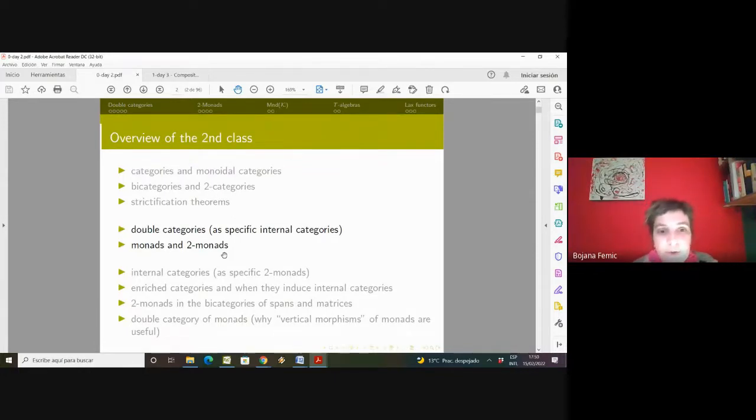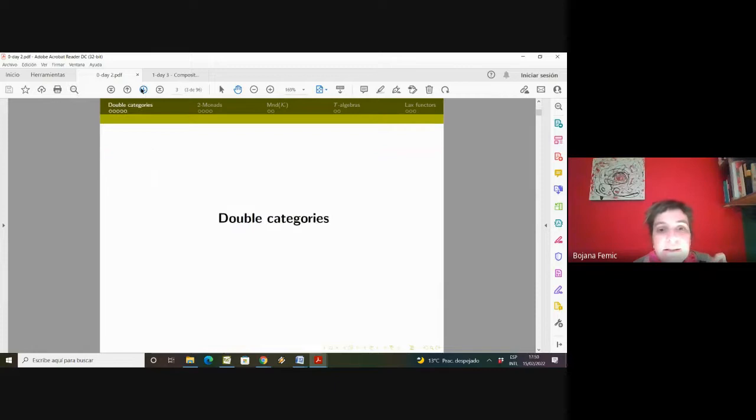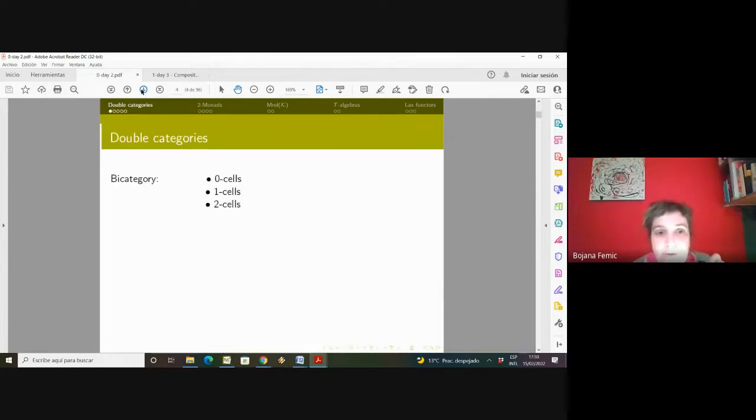So, okay, I just recalled what we did yesterday and what we're going to do today. And let us start with double categories. I'm going to define them. So before that, I recall that a bicategory has these three levels. We have 0 cells, 1 cells, and 2 cells.